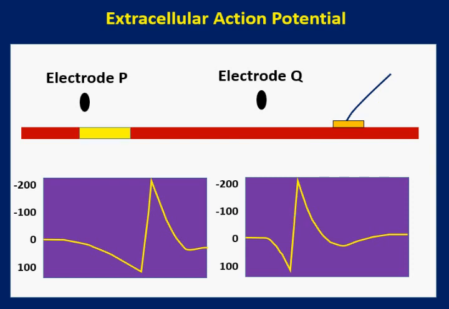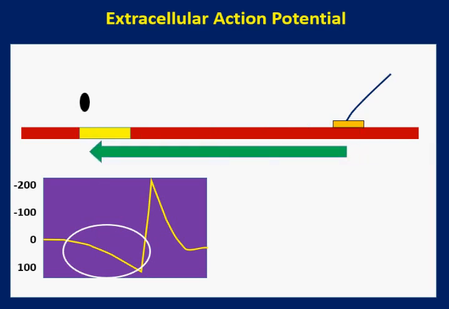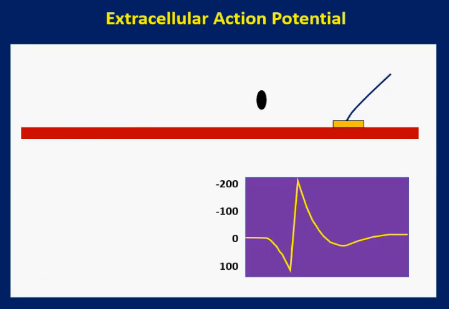When the action potential arrives under electrode P, the positive phase of its action potential ends. Note the positive phase represents the propagation of the action potential to reach the recording electrode. This is also called the arrival of the action potential at the electrode. The initial positive phase has a longer duration when the electrode is farther away from the end plate. If the electrode is brought closer to the end plate, the action potential arrives at the electrode earlier, and the duration of the positive phase is reduced.